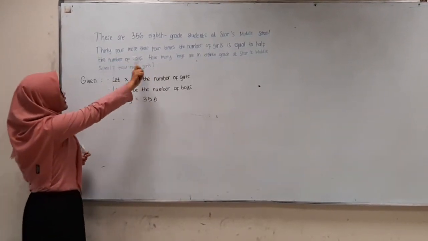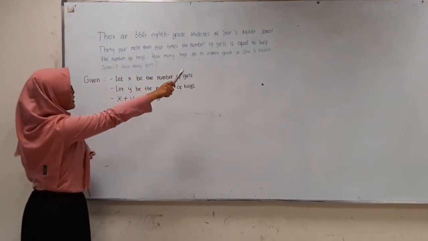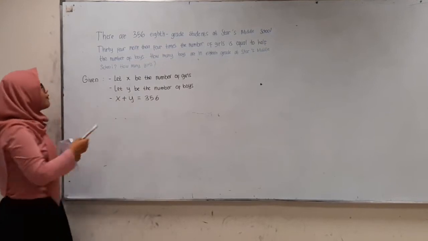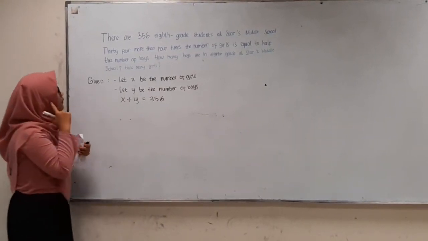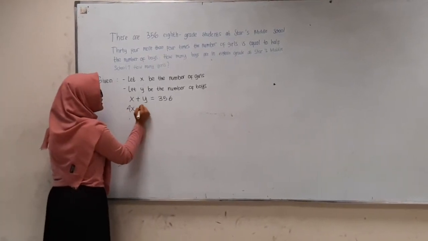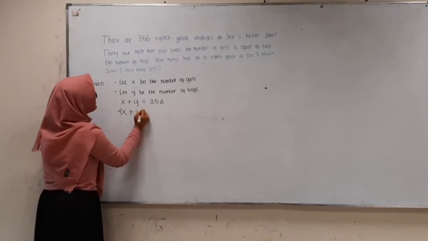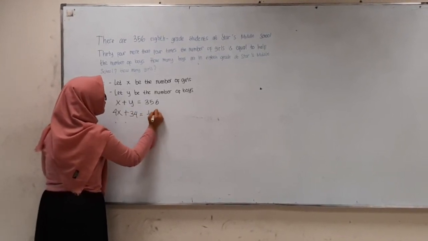And the second thing that we know from the question is 34 more than 4 times the number of girls is equal to half the number of boys. The mathematical sentence, we can write it as 4x is added to 34 equals a half of y.